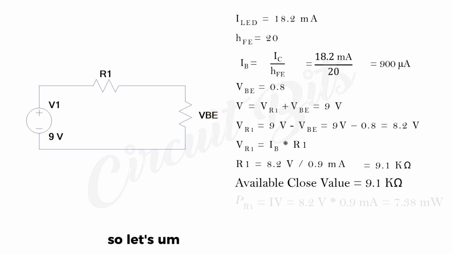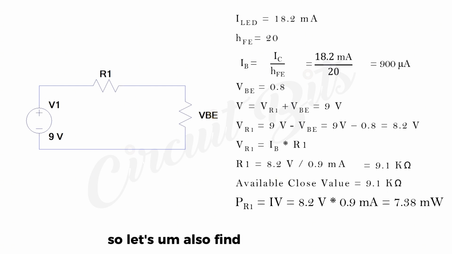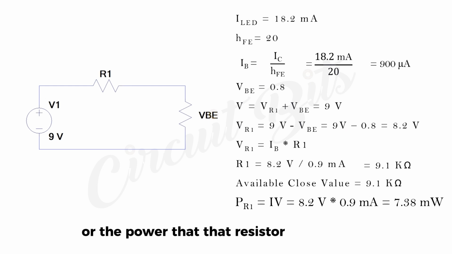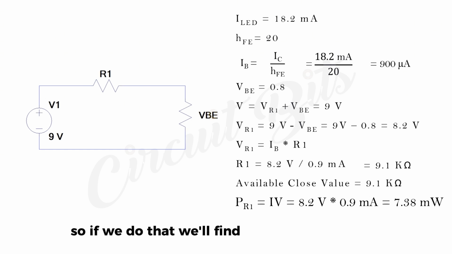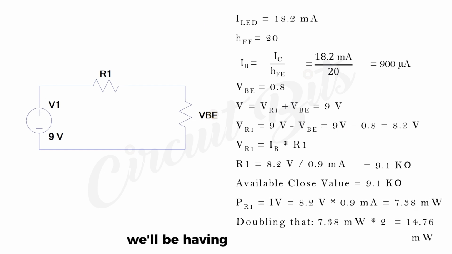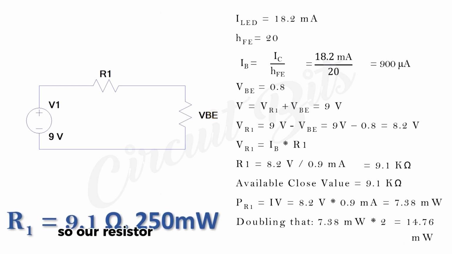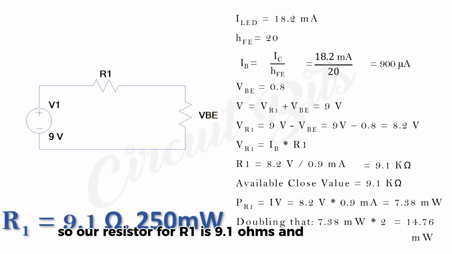So let's also find the power rating, or the power that resistor is going to be consuming, operating with 8.2 volts across its ends and 900 microamps flowing through it. Okay, so if we do that, we would find that our power is 7.38 milliwatts. If we double down on that, we'll be having 14.76 milliwatts, which means we can also use the 1/4 watt type, which is 250 milliwatts. So our resistor for RO1 is 9.1 kilo ohms and 250 milliwatts power rating.